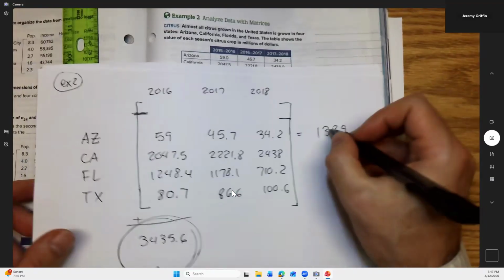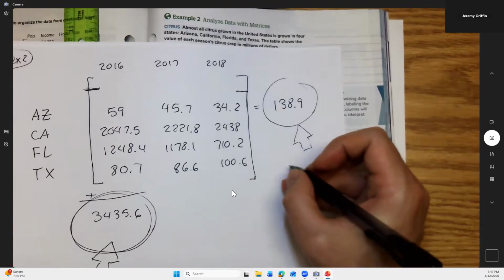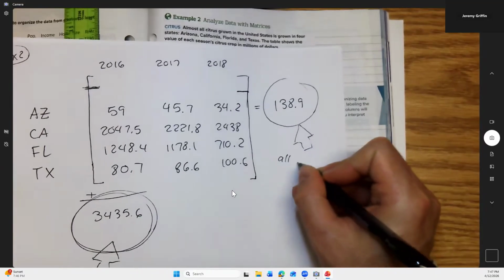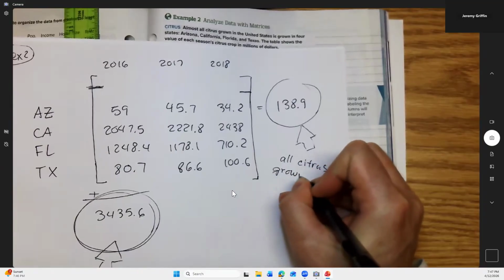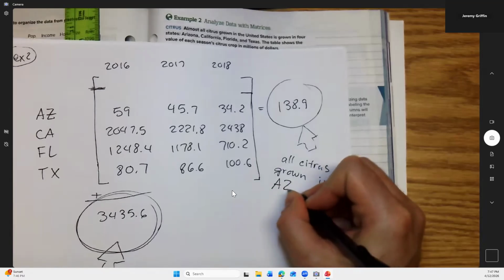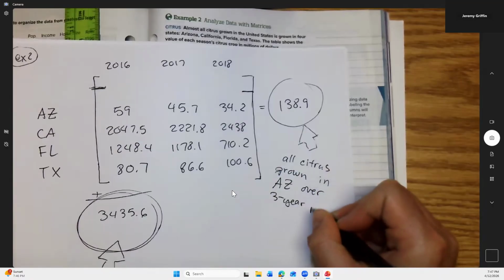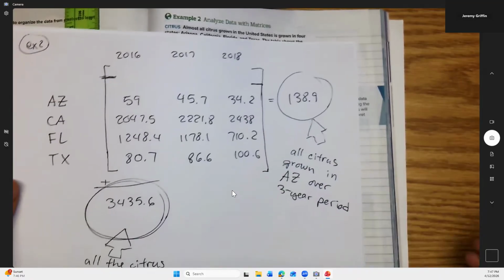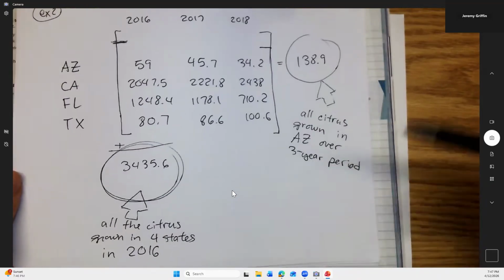Okay. Now, what that number represents is all citrus grown, well, dollar values, right? Millions of dollars. Right? In Arizona, over a 3-year period. Okay. There you go. So what do these concepts mean?